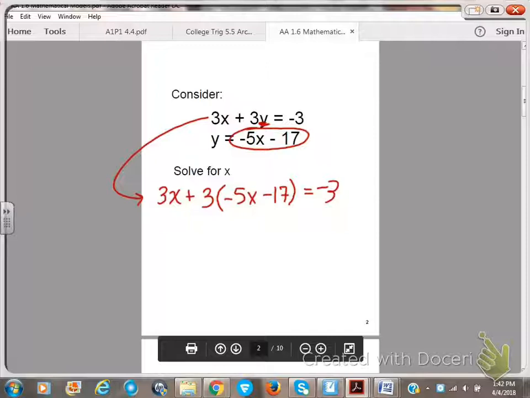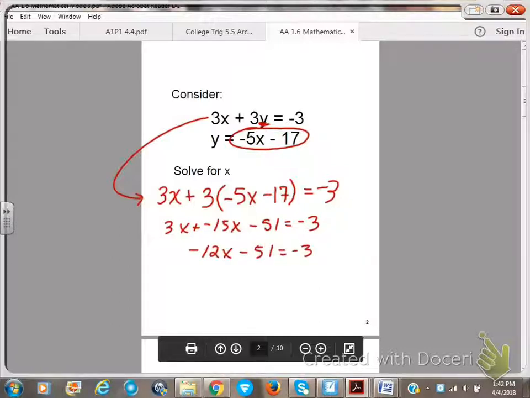So Carly, if we wanted to get x by itself, what would you do first here? I distributed 3. Agreed. Okay, so 3 times negative 5x is negative 15x. And then 3 times negative 17 is negative 51. Negative 51 equals negative 3. And we still have this 3x out in front. On the left, if you combine x's, what does that give you? Okay, so we have negative 12x minus 51 equals negative 3.